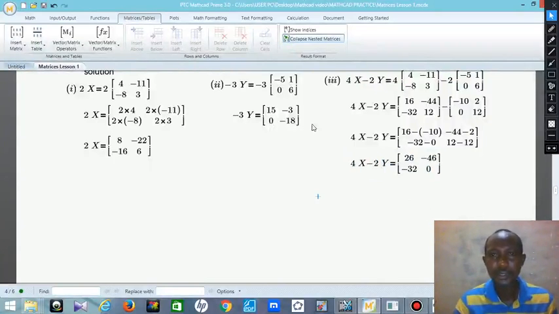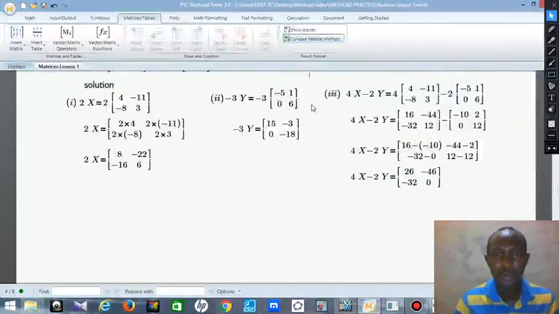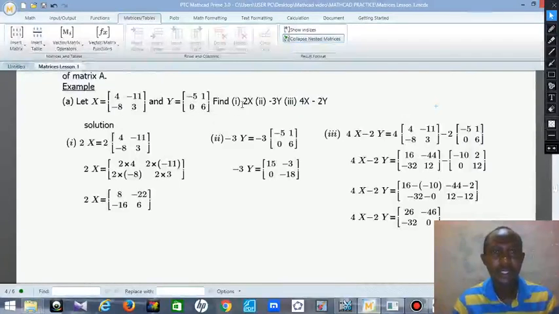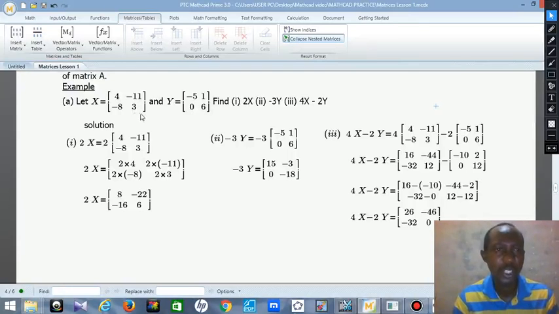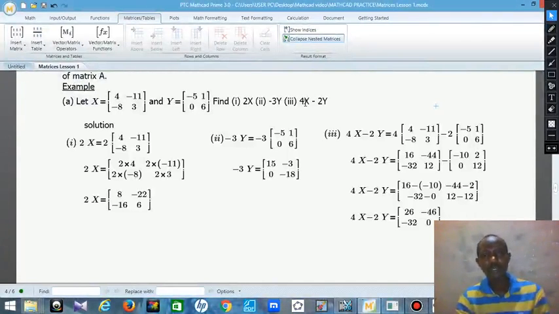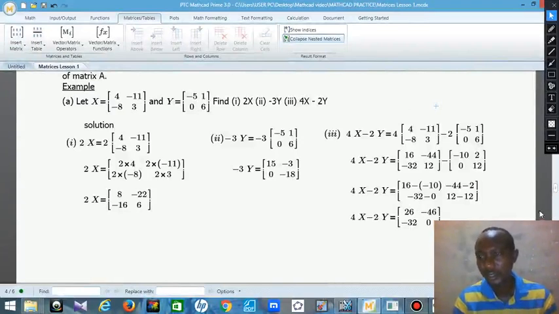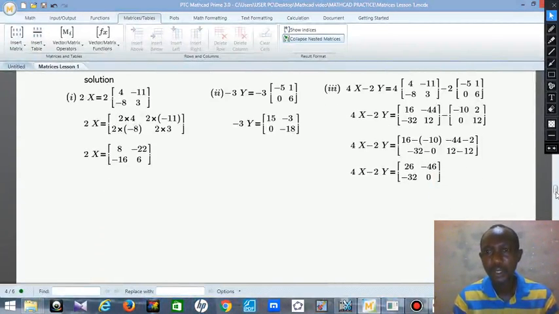So this is the solution to this example that we have here in scalar multiplication. So x is this, y is this. So 2x, what scalar multiplication says we should do is 2 constant will multiply the matrix x, minus 3 constant will multiply the matrix y. Then in this case you multiply 4 by matrix x, then you now subtract the answer of 2 times matrix y. Solve it very well. So this is the solution. Let me move it up. So this is the solution of that example.